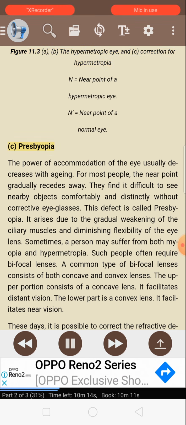(c) Presbyopia. The power of accommodation of the eye usually decreases with aging. For most people, the near point gradually recedes away. They find it difficult to see nearby objects comfortably and distinctly without corrective eyeglasses. This defect is called presbyopia. It arises due to the gradual weakening of the ciliary muscles and diminishing flexibility of the eye lens.